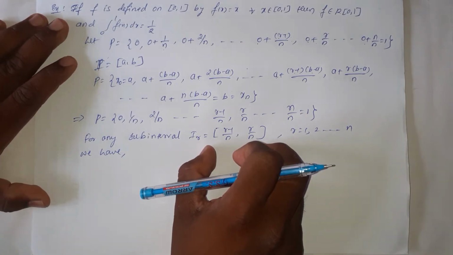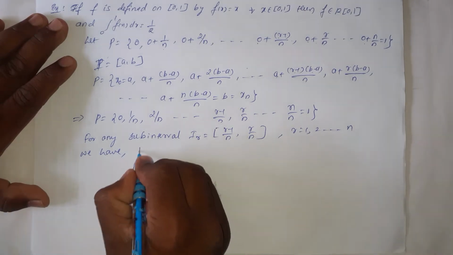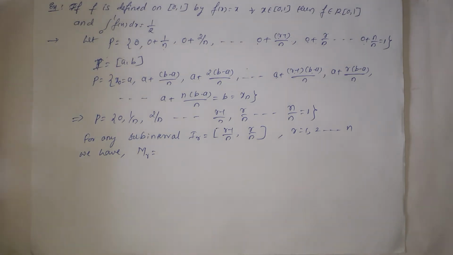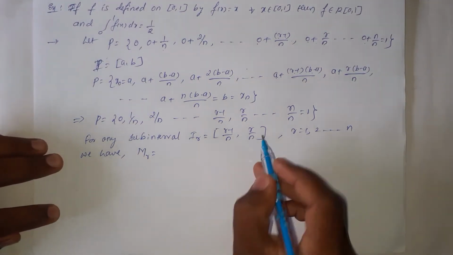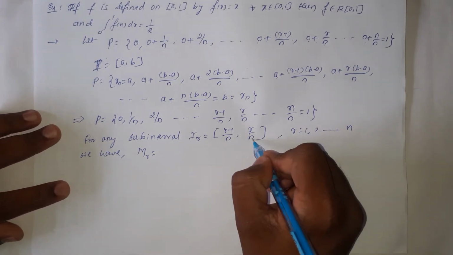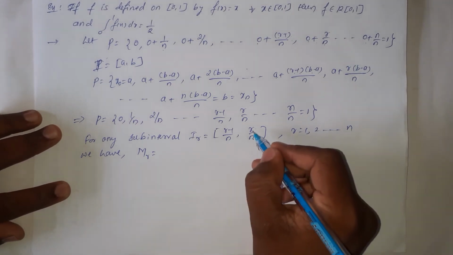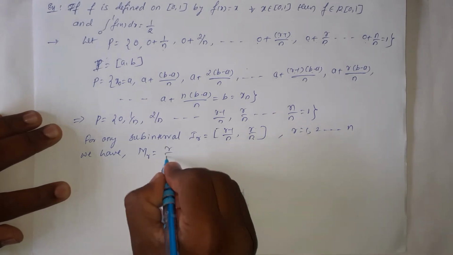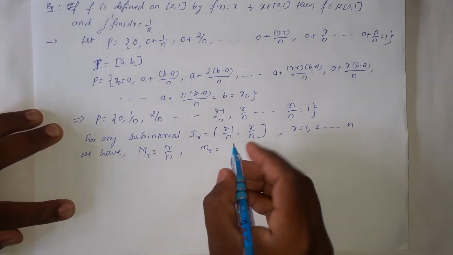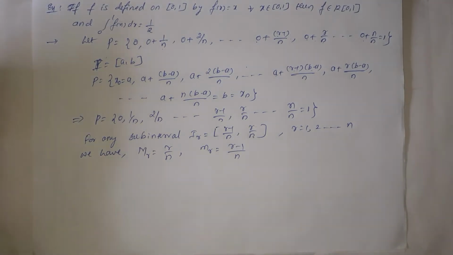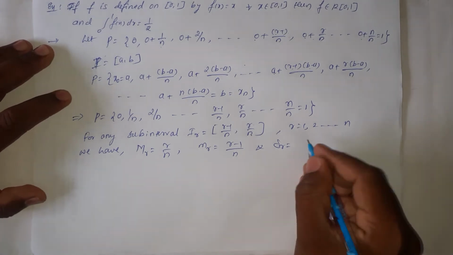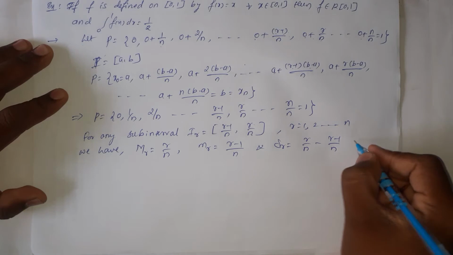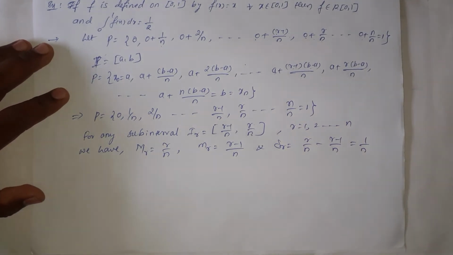So here the given function is f(x) = x. Since the function is increasing, we can find the supremum of the function by substituting the upper limit of this interval into the given function. Here the upper limit is r/n. If you put x equal to r/n, then the supremum is equal to r/n, and the infimum, that is small mr, is equal to (r minus 1)/n, because by substituting the lower limit of the interval we get small mr equal to (r minus 1)/n. And the length of the interval, delta r, is r/n minus (r minus 1)/n, which is equal to 1/n, the length of the rth subinterval.